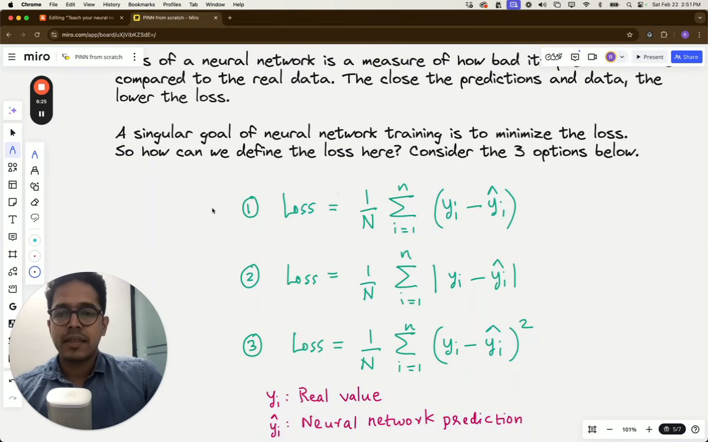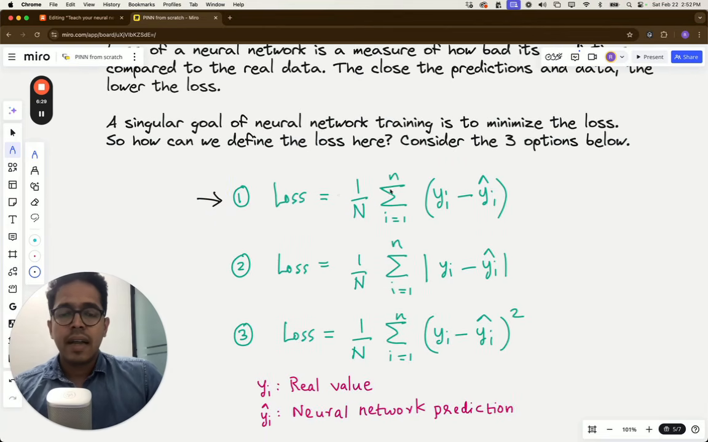In the first case, here I'm defining loss as the average of, so sigma i equal to 1 to n, so here it will be i equal to 1 to 7, yi minus yi cap. So yi means the actual data. In our case, it is height, so it is hi or h of ti. And yi cap is the height predicted by the neural network of what the height of the ball should be at the time point ti. Now you take the difference between them and you average it. This could be a loss.